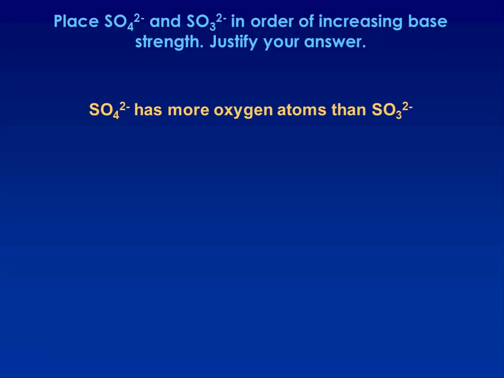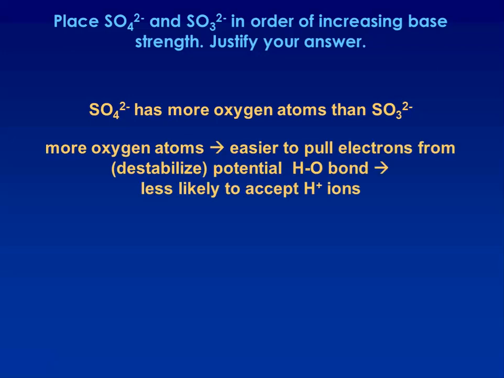SO4 2 minus has more oxygen atoms than SO3 2 minus. Because it has more oxygen atoms and is better capable of destabilizing that HO bond, it is not going to be as willing to accept the hydrogen ions. It's just going to let it go again. So SO3 2 minus would be a more effective base because it is going to have a less polarized bond and therefore would be more capable of accepting those protons.